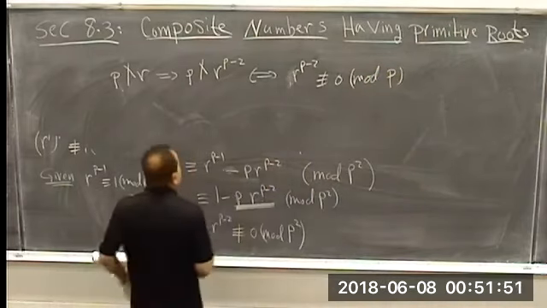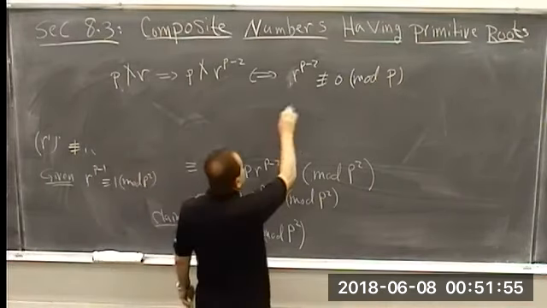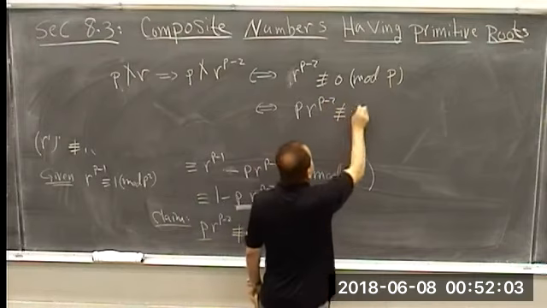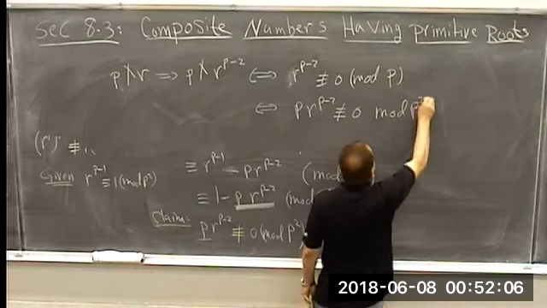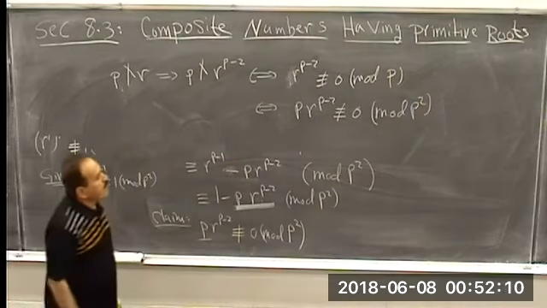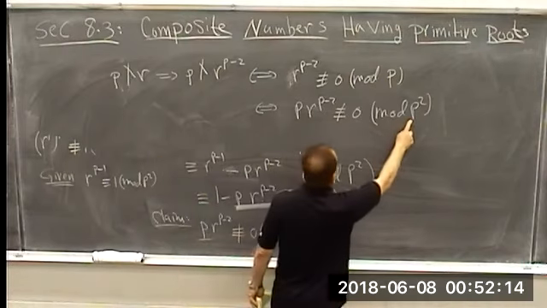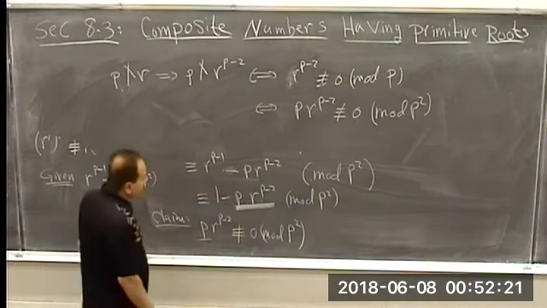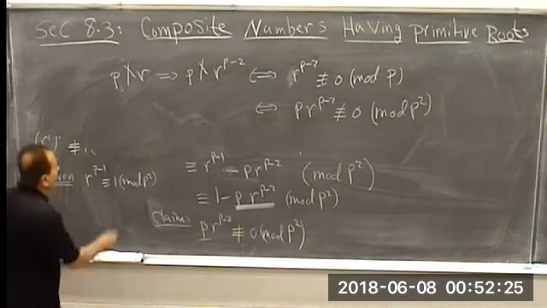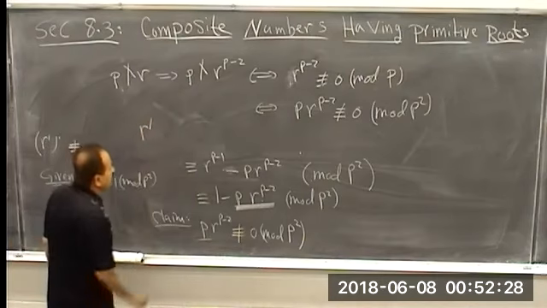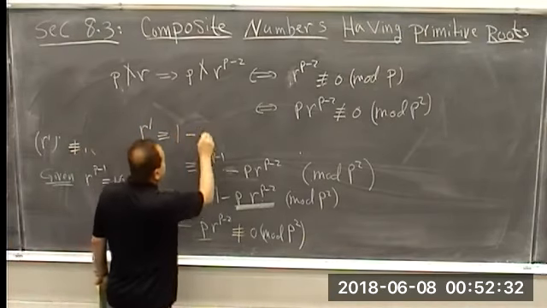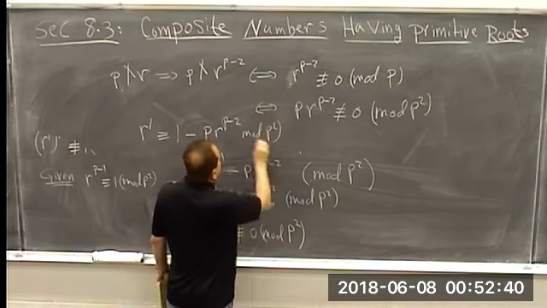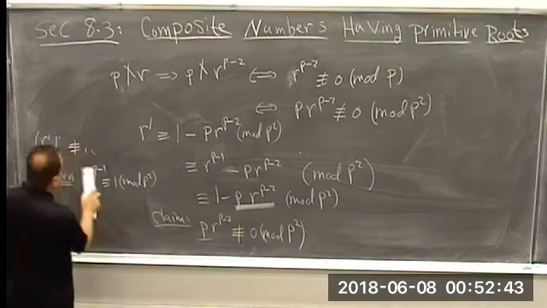and we can multiply this congruence relation by p, so this becomes p r^(p-2), still not congruent to 0 mod p squared. All right? Because if this is congruent to 0 mod p squared, then this becomes congruent to 0 mod p, and this is, of course, not true. So this takes care of this, which means that r prime is congruent to 1 minus p r^(p-2) mod p squared, and of course it is not congruent to 1.